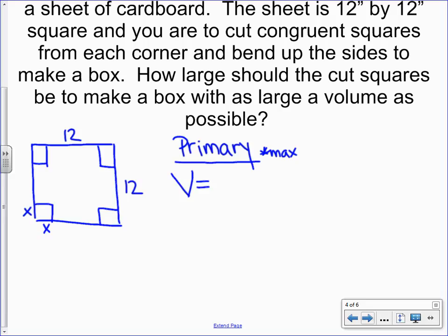If we fold up these flaps, what would the volume of our open box be? 12 minus 2x squared times x. When we fold this up, we really only have this length right here as our side. You see that? You have a box.